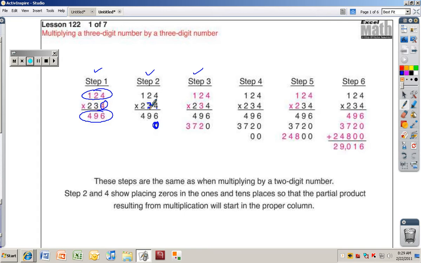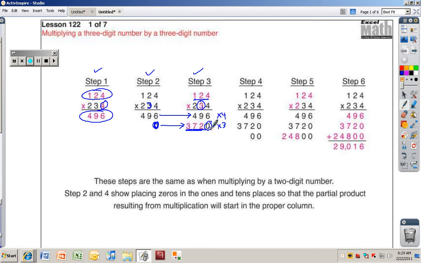So then the next step is we multiply 124 times the 3, and that number goes right there. The 0, remember, was the placeholder. So 124 times 3 is 372. Notice here's that first number. Now we're multiplying it by 3 here. This is times the 4. This is times the 3 with one placeholder.